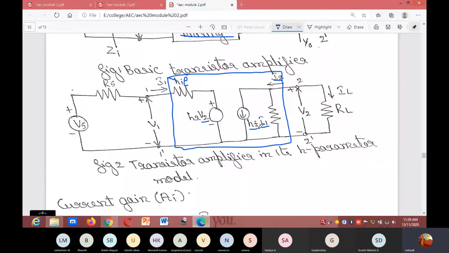For common emitter, that is the case. If we consider common base, we write hib, hrb, hfb. That is the difference between common emitter and common base. We can write the same thing for common collector: hic, hrc, hfc. That is the difference.